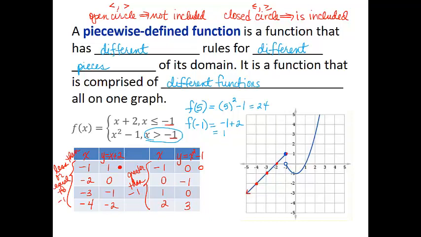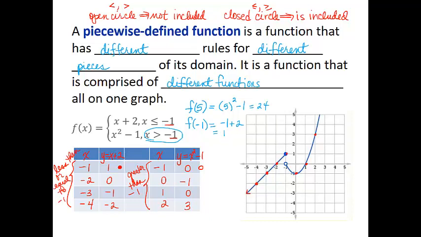My second piece is negative 1, 0, which I have this open circle. 0, negative 1. 1, 0, and 2, 3. And I should recognize that as a quadratic function. A parabola will be the graph, if you remember those basic graphs that we talked about earlier. And so you're going to have a piece of a parabola and a piece of a line.